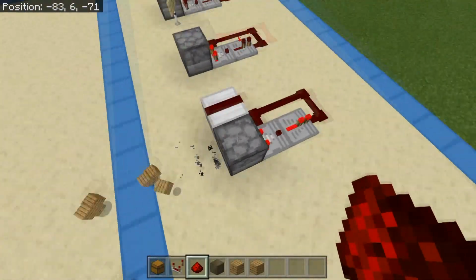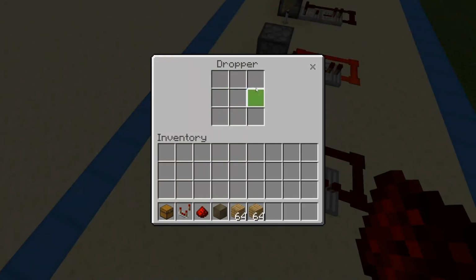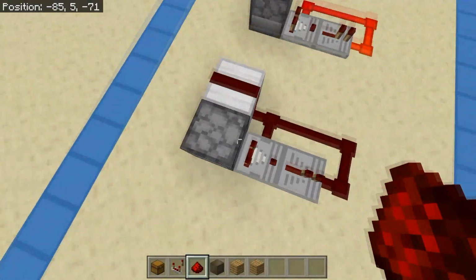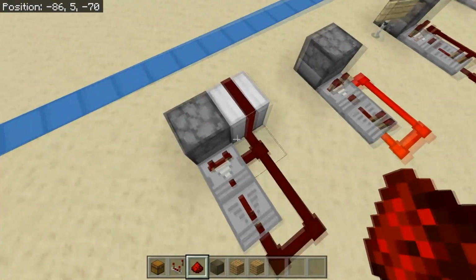as it shuts itself off and turns itself back on again. And then, of course, once your dropper is completely empty, your comparator will detect nothing and the circuit will shut down.